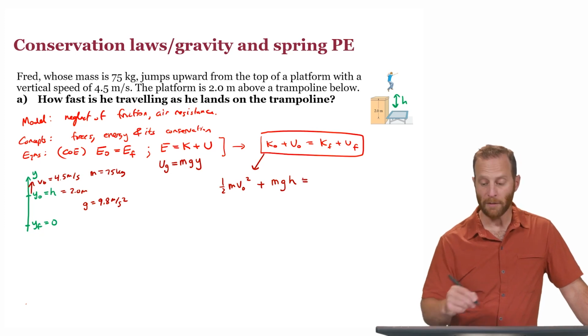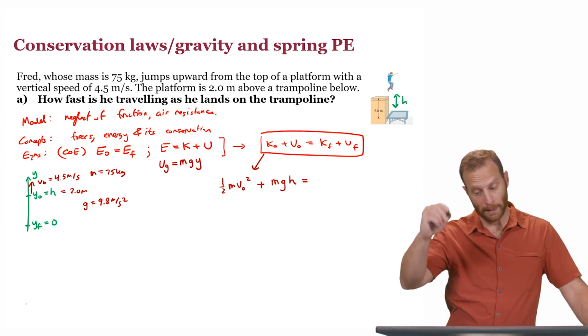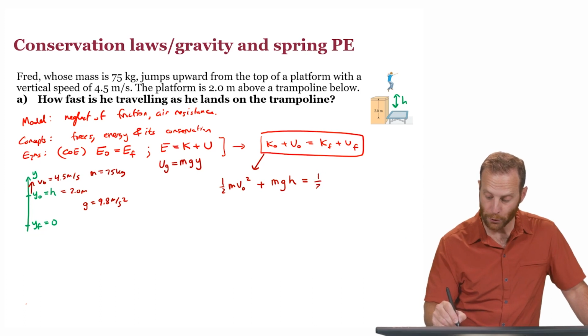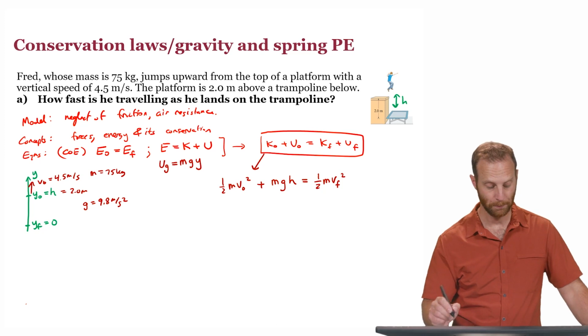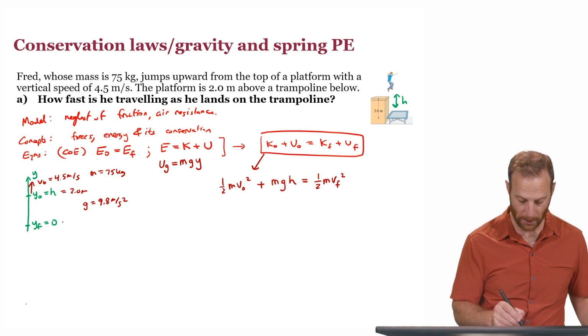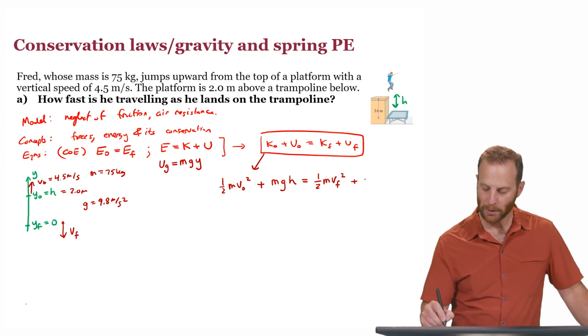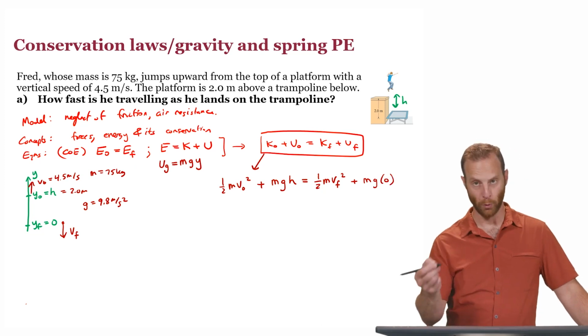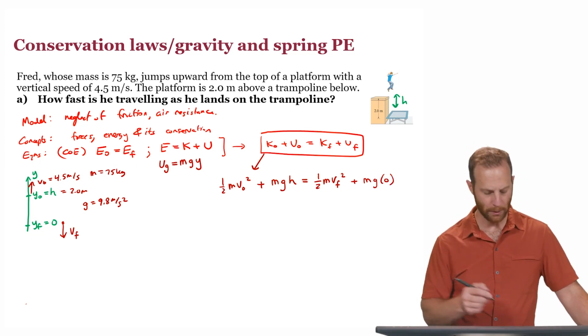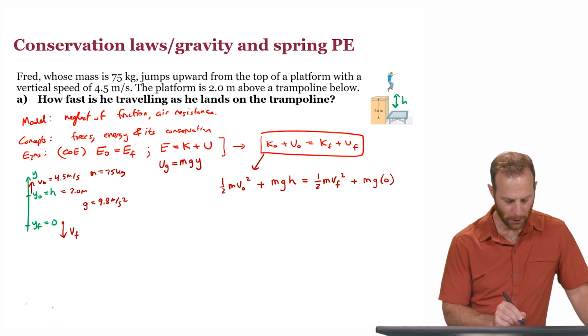At the very end, after Fred has gone up and come back down, he will be landing on the trampoline and have some final speed, which I'll call v final squared. So at some later point in time, when he's at this position, he's headed downwards with some final velocity vf. And at that point, what is his potential energy, mg, and the final height, which is 0. I'm just writing it there to be explicit. So that term will vanish, and we can start to clean things up.